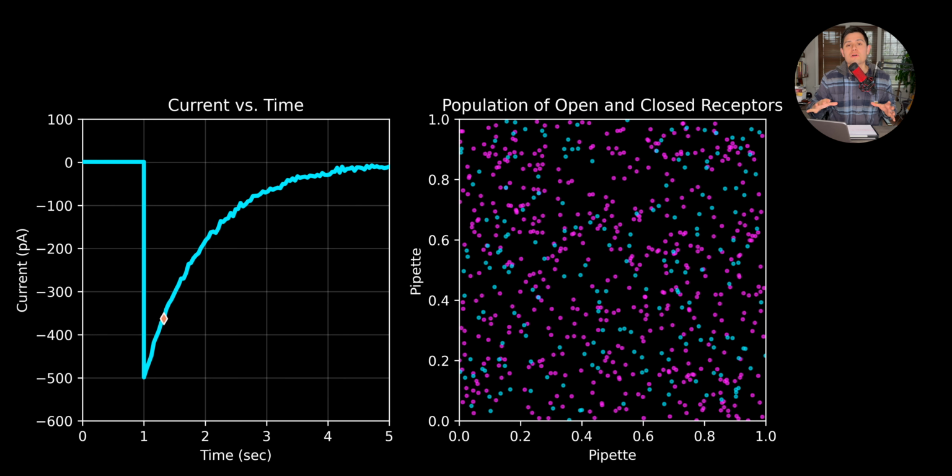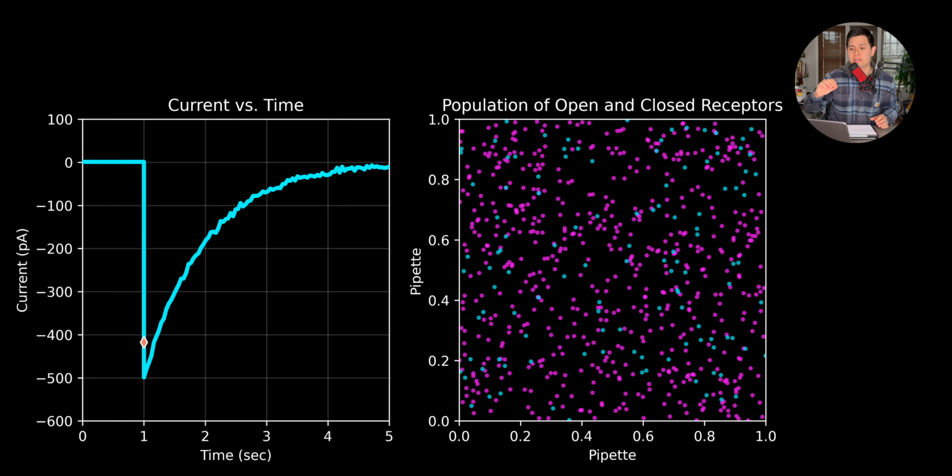And that's going to correspond to all of the receptors within our pipette being open. If we look at the left panel, the population of open and closed receptors, the open receptors are going to be the pink ones. And you could see as the cursor goes all the way down to negative 500 picoamps. Again, the negative is relative depending on where your electrode is, where you're measuring. If you're measuring inside the cell or outside the cell, the negative there is sort of irrelevant.